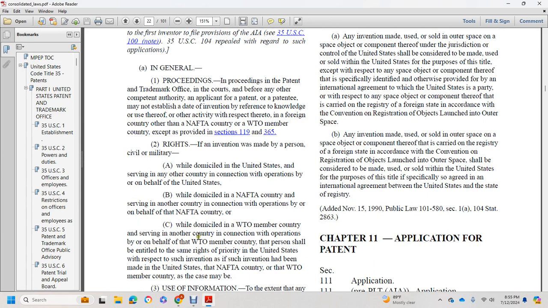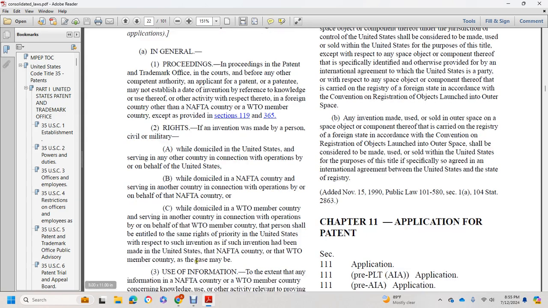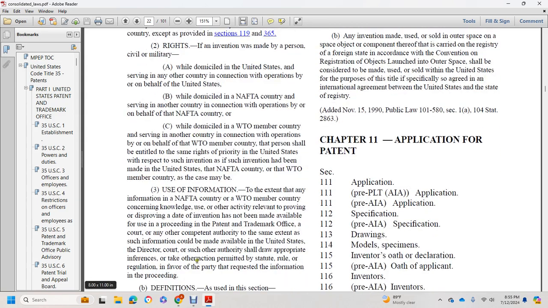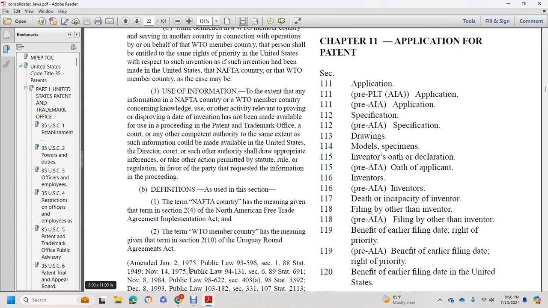Such invention has been made in the United States, a NAFTA country, or a WTO member country, as the case may be. Use of information: where information concerning knowledge, use, or other activity relevant to prove or disprove a date of invention has been made available to the Patent and Trademark Office, a district court, or other competent authority, to the same extent as such information could be made available in the United States, appropriate inferences shall be drawn, or other action permitted by statute, rule, or regulation taken, in favor of the party that requested the information in the proceeding.